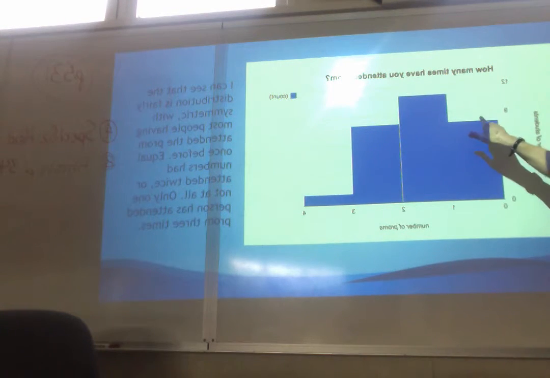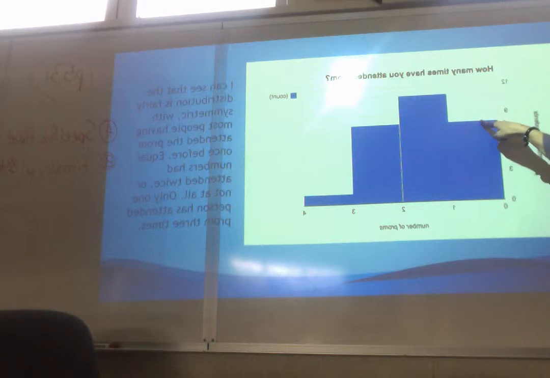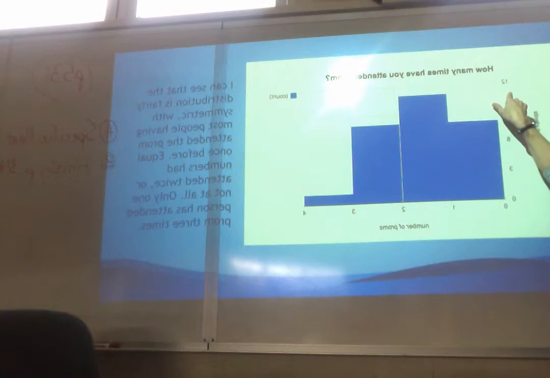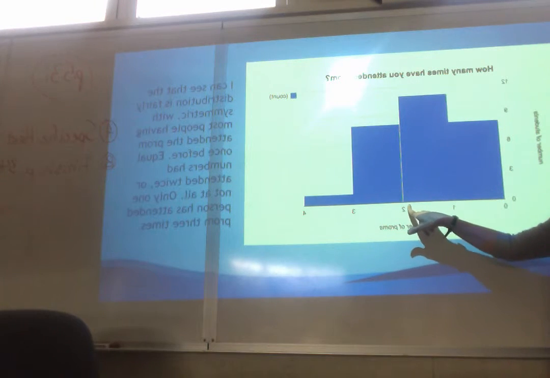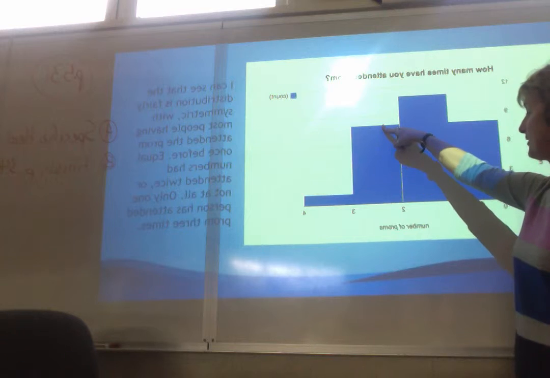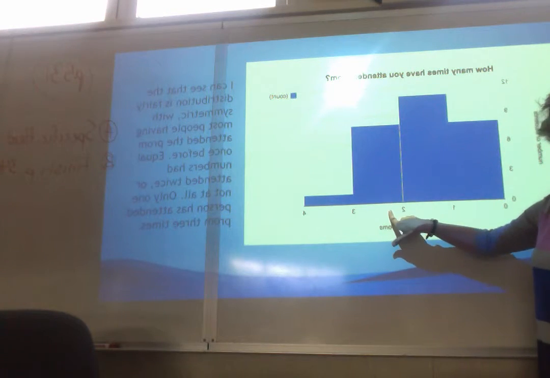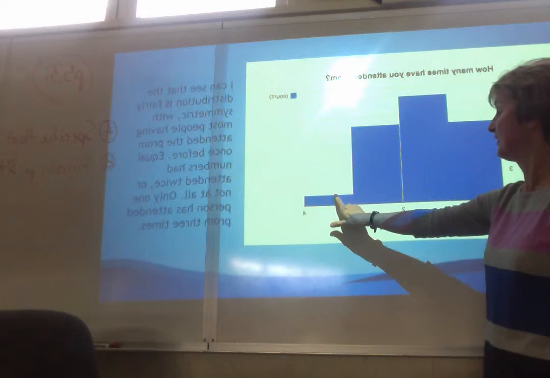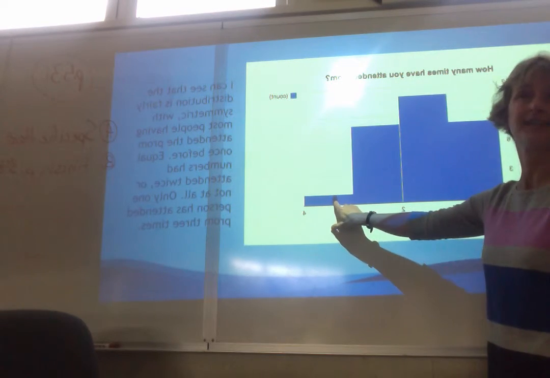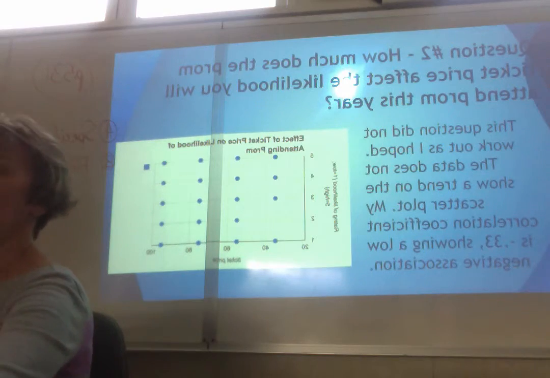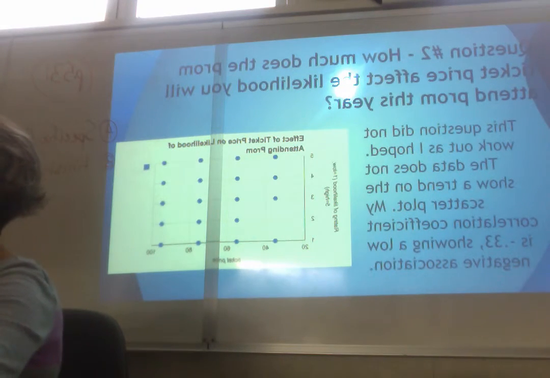I had, it looks like, 8 people in the 0. It looks like 11 people, if I look across, who had attended at least once. And then it looks like 8 people again who had attended twice. And then 1 person here who had already attended prom 3 times. Okay. Other types of data we'll be learning how to do now.